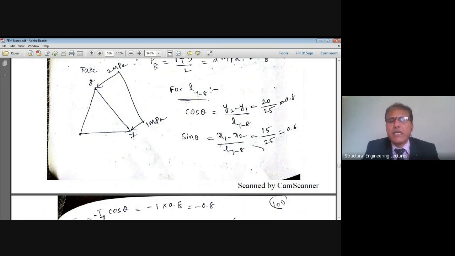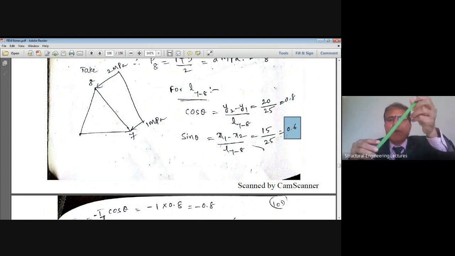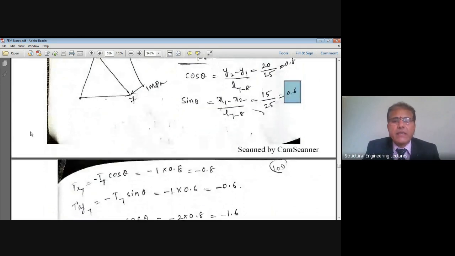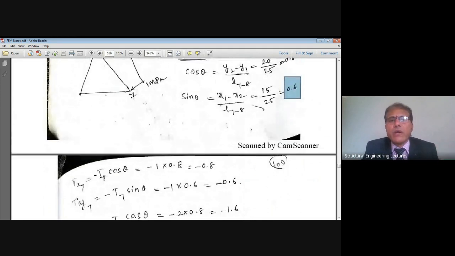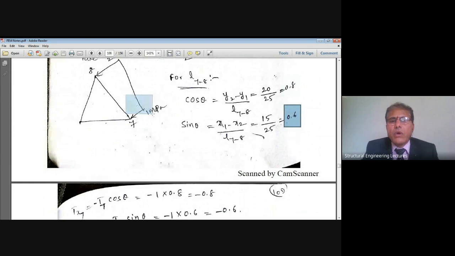Substituting, now I'll get cos theta as y2 minus y1 divided by its length, which works out to 0.8. Similarly, sin theta is x1 minus x2 divided by length, which works out to 0.6. These are the direction cosines of this element, right? Once I get the direction cosines, now I'll try to get the components at node 7.